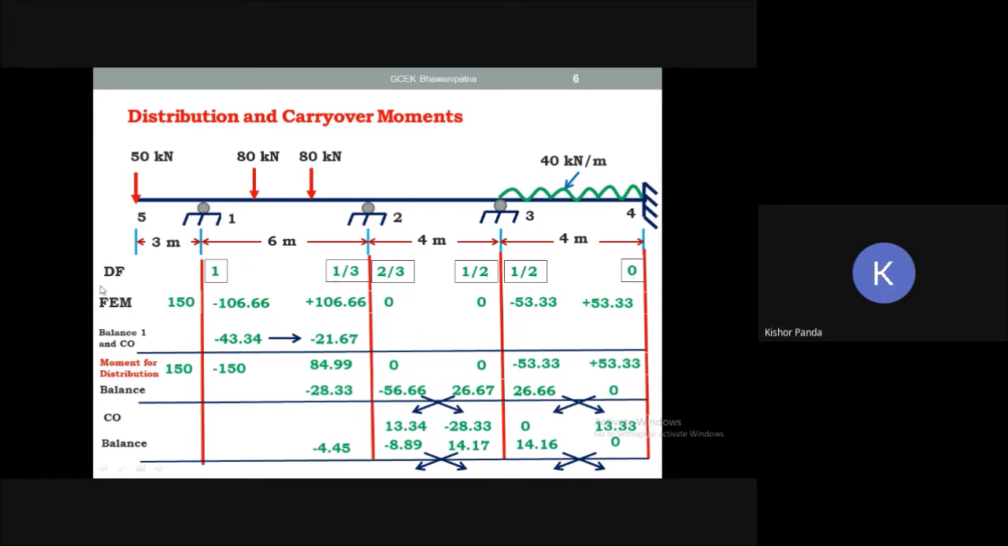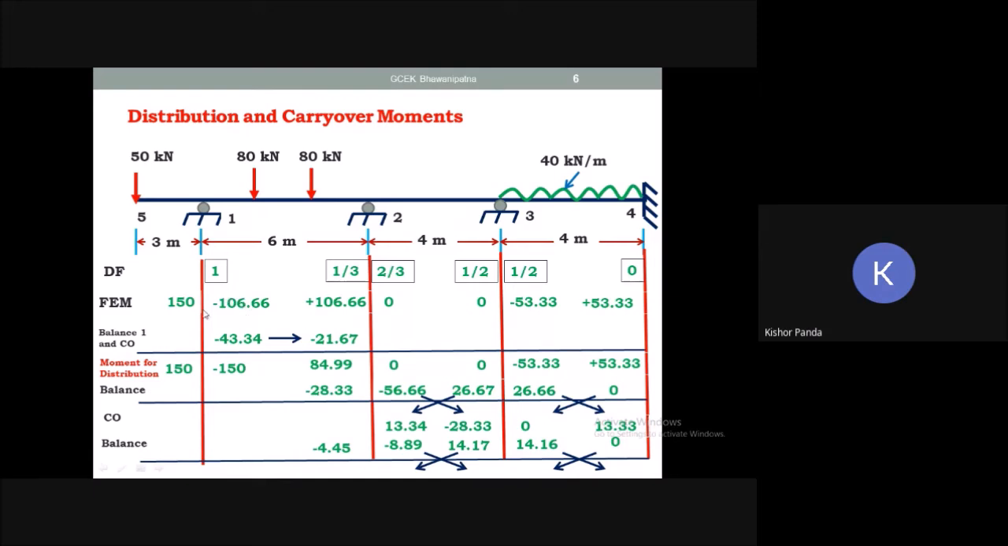Then write the fixed end moments. You know already MF12 is 150 and MF12 minus 106.66. You know if the end is overhanging, then whatever moment is here on this side, you will get the same moment on the opposite side, so that the moment will be balanced. You know here 150. So you have to find out also this side minus 150. Then the moment will be balanced.